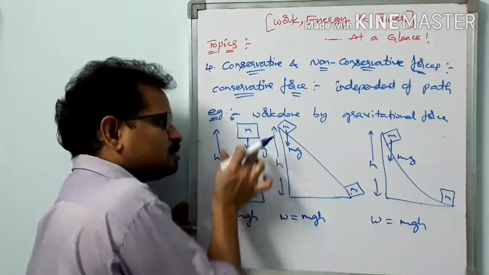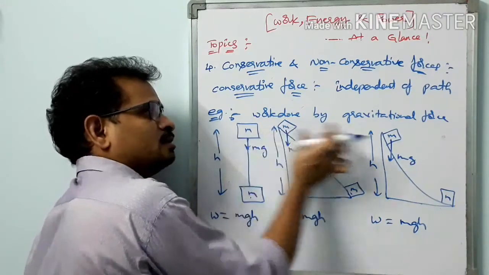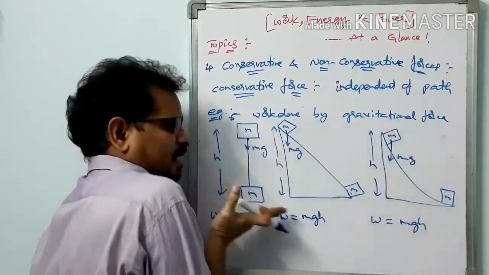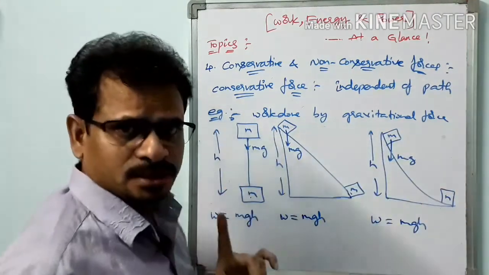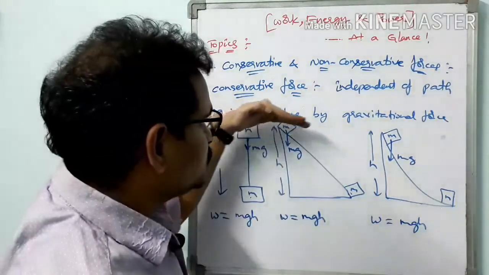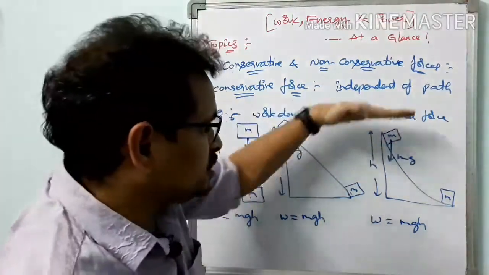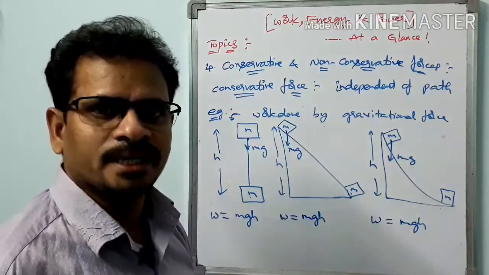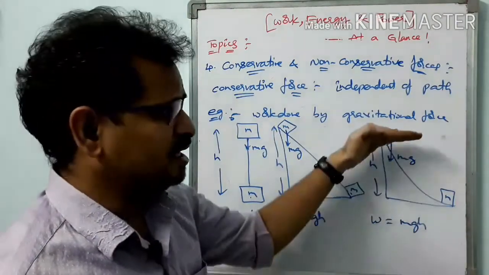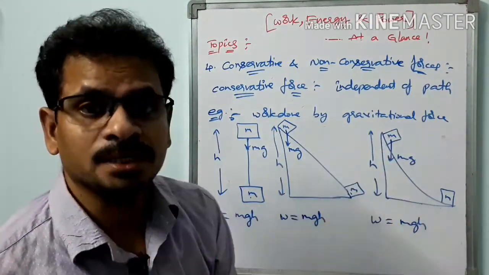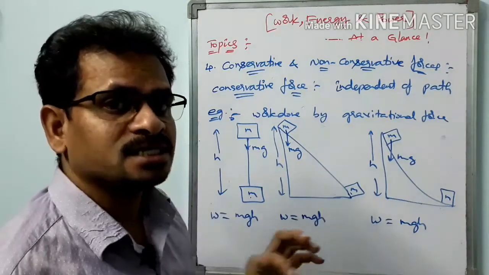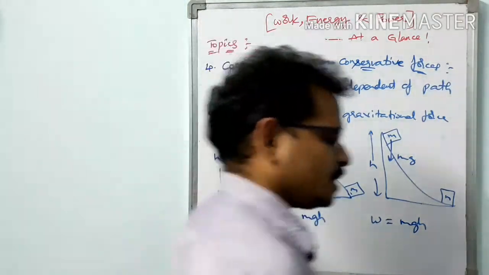So in vertical position, this one and this one, both of them are at equal heights, and the ground levels are also equal here. So the vertical initial positions and final positions are the same here. Got it? So it depends just on initial and final positions, but not on the paths. So gravitational force is an example of a conservative force.